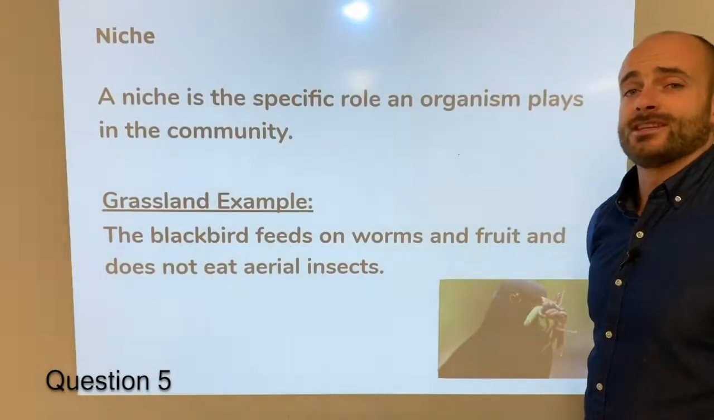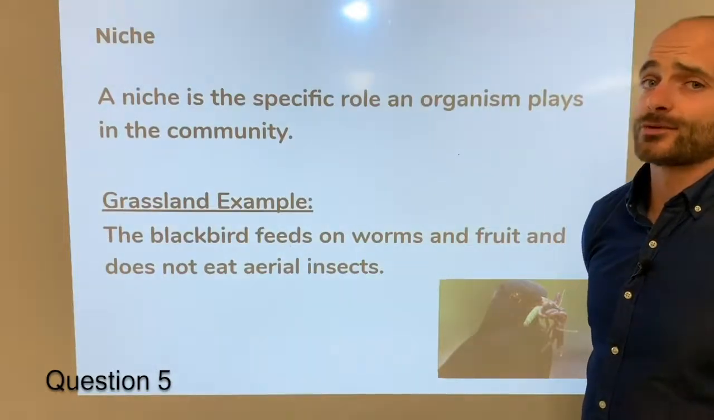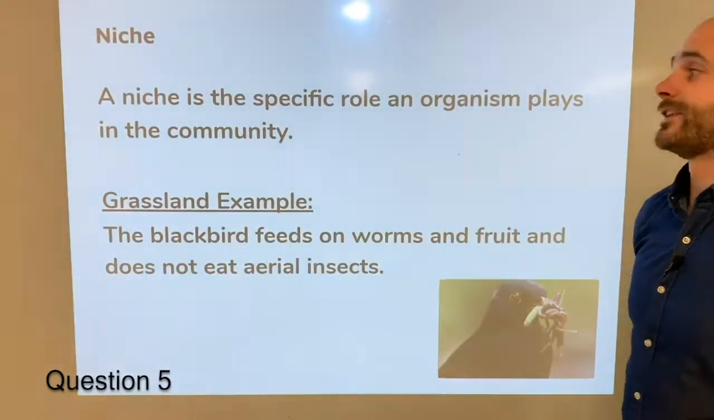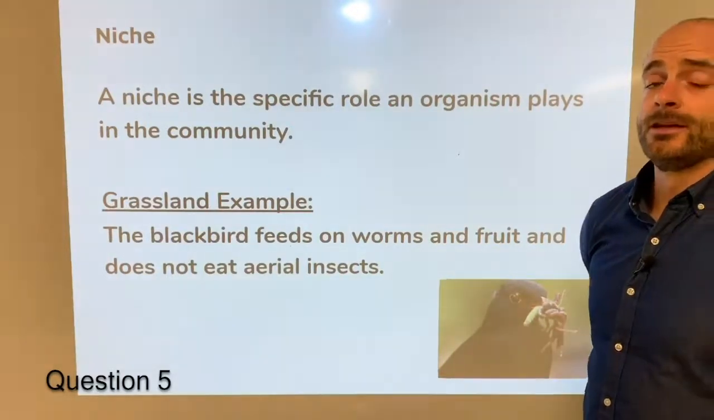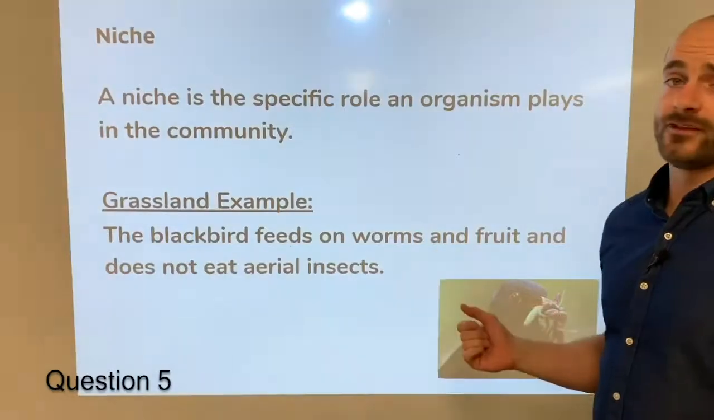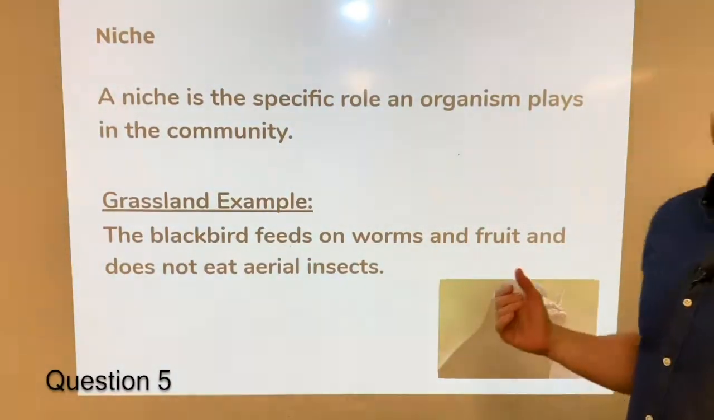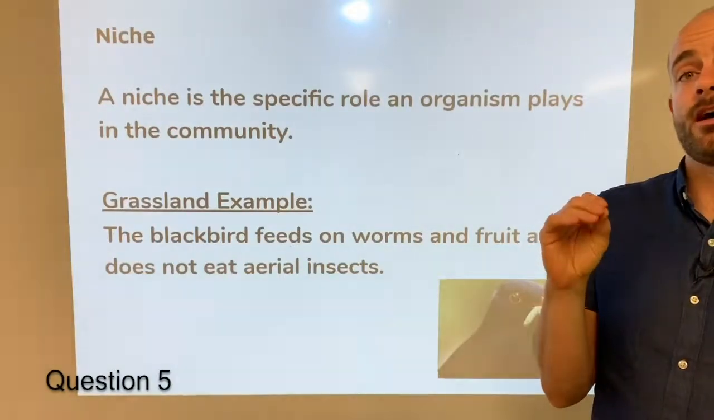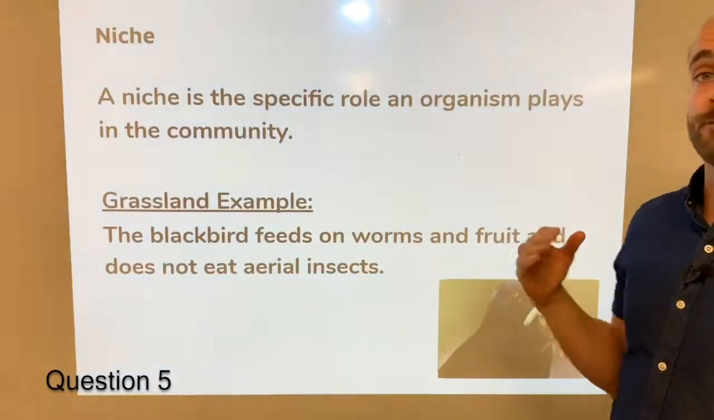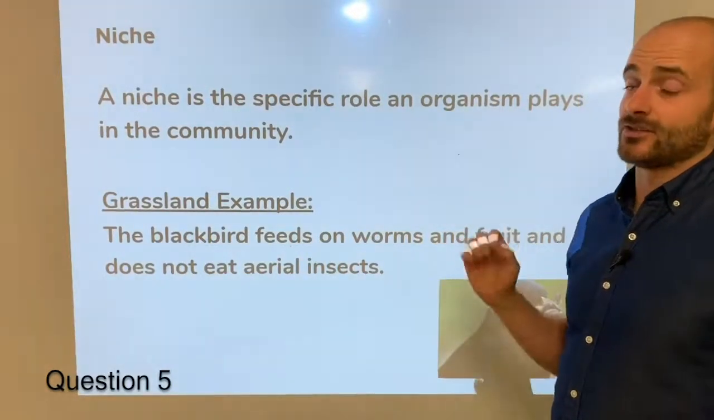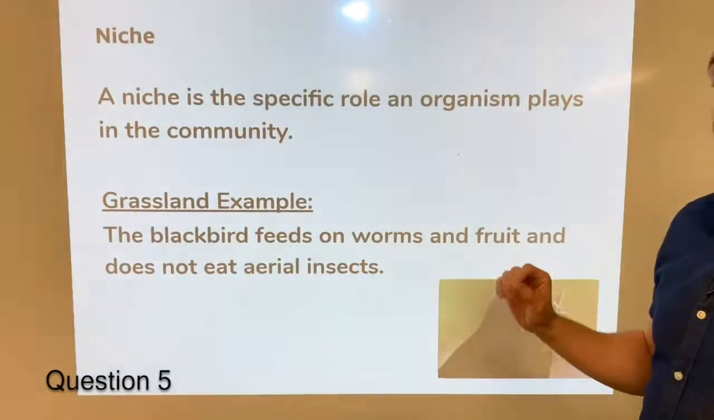Our next question is a niche, another really commonly asked question in the short questions. It's the specific role that an organism plays within the community. The example we're going to give is the blackbird. The blackbird only feeds on worms and fruits, so it doesn't feed on the insects in the trees, and it doesn't feed on the insects in the air. There's other birds that feed on those insects, and they've got their own specific niche. So the niche of the blackbird is to feed on worms and fruit only.